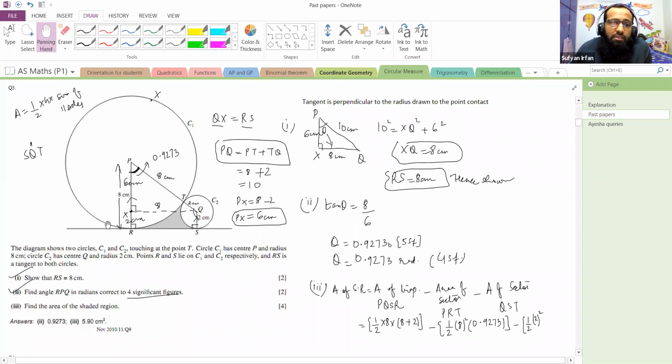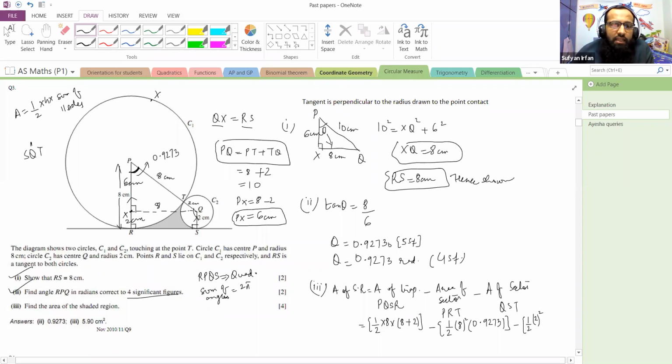Or the other possibility, which is an easier one, because RPQS is a quadrilateral. Any four-sided figure is a quadrilateral. For a quadrilateral, the sum of angles is 2 pi. Sum of all the angles is 360 degrees, and in radians we call 360 as 2 pi. So adding up all the angles and equating to 2 pi, we will be able to find this angle.